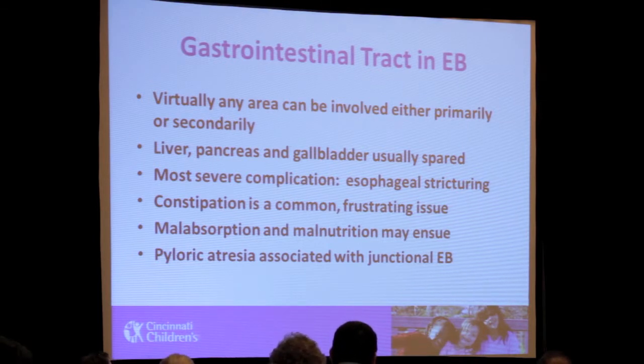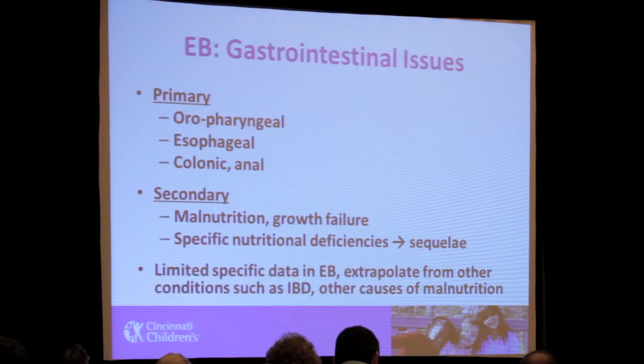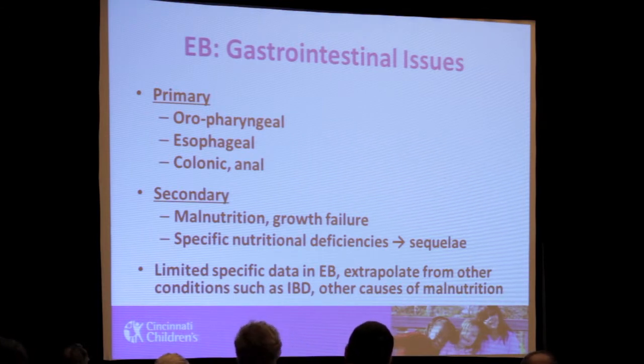Now, as a result of all these above, you may have some malabsorption and malnutrition, and that sets off a cascade of events. And just to be complete, with junctional EB, there is congenital pyloric atresia reported, and there have been some duodenal and mucosal injuries. But I really want to concentrate right now on the secondary part.